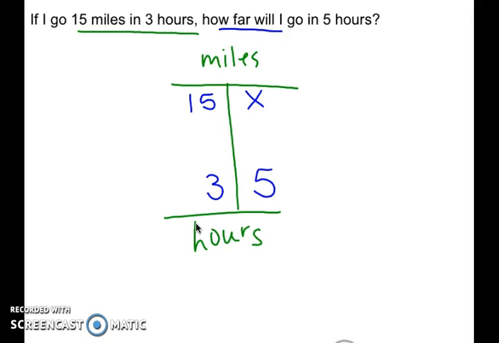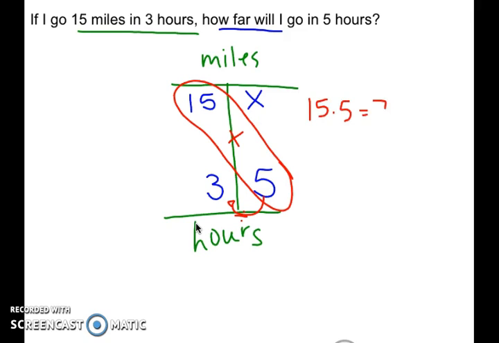In order to solve this, I'm going to cross multiply. And then I'm going to divide by my last term. So 15 times 5, which is 75, and then divide that by 3, I get 25. My answer, X equals 25 miles.